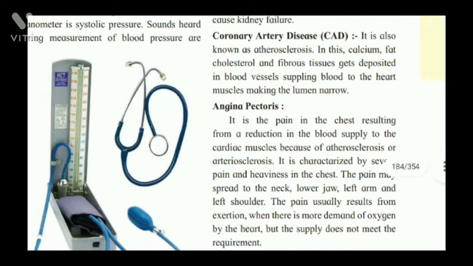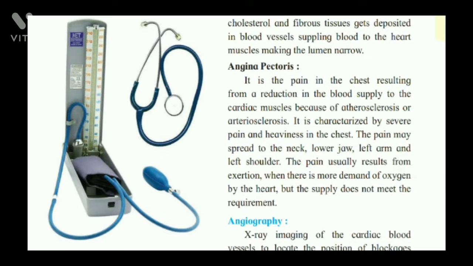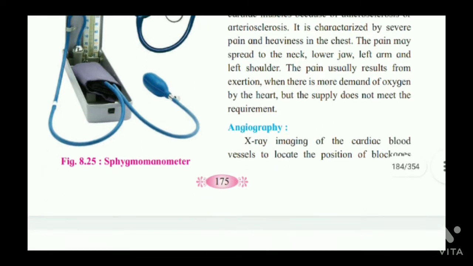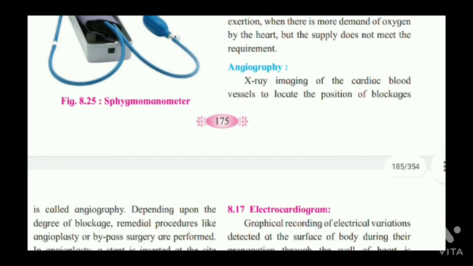Now we have angina pectoris. It is the pain in the chest resulting from a reduction in the blood supply to the cardiac muscles because of atherosclerosis or arteriosclerosis. It is characterized by severe pain and heaviness in the chest. The pain may spread to the neck, lower jaw, left arm and left shoulder. The pain usually results from exertion, where there is more demand of oxygen by the heart but supply does not meet the requirement.